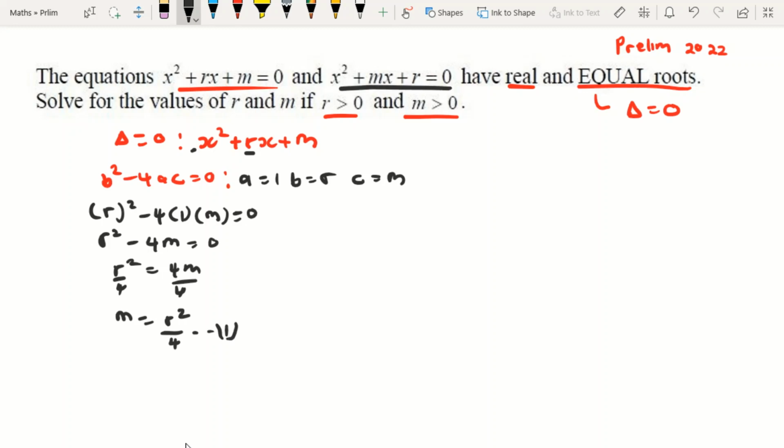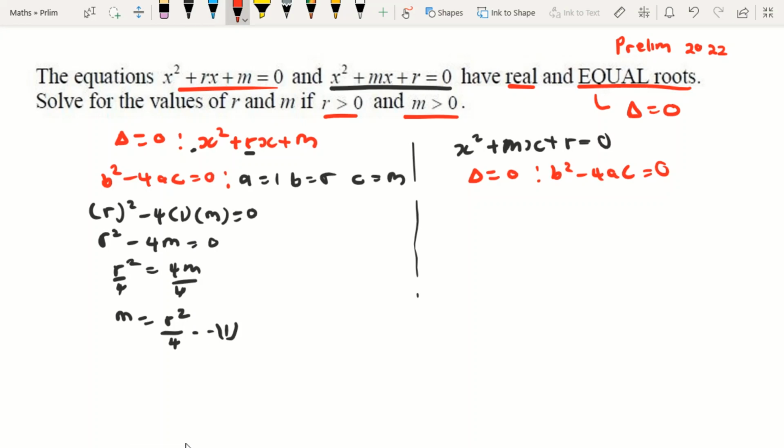And then the second equation now. So the second equation, we have x squared plus mx plus r equals 0. We do the same thing. Discriminant equals 0. b squared minus 4ac equals 0, of which my a is 1, b is m, c is r. So where there's b squared, I'm just going to put m squared minus 4 into my a is 1, my c is r, equals 0. So it's m squared minus 4r equals 0.